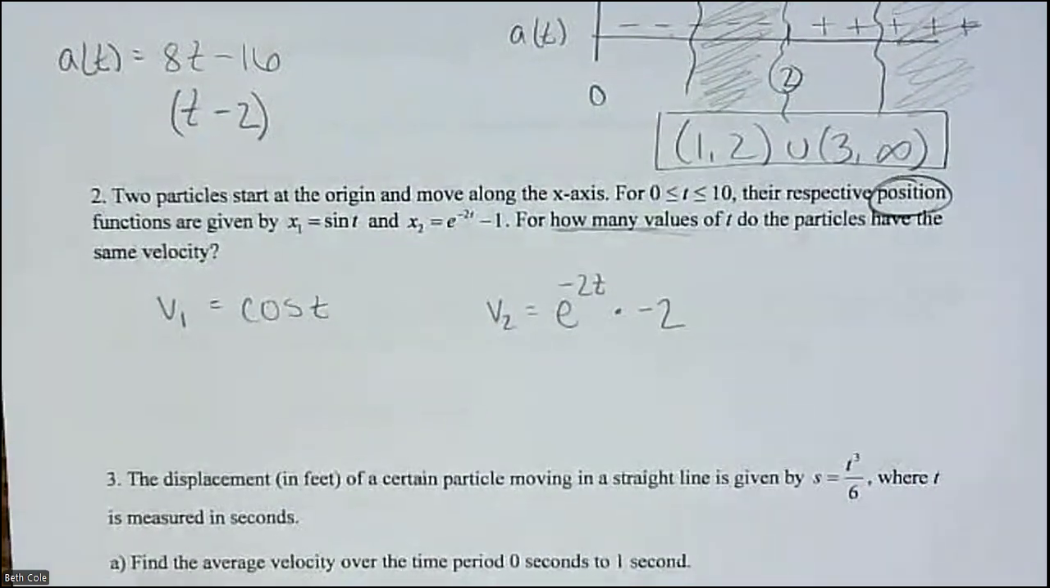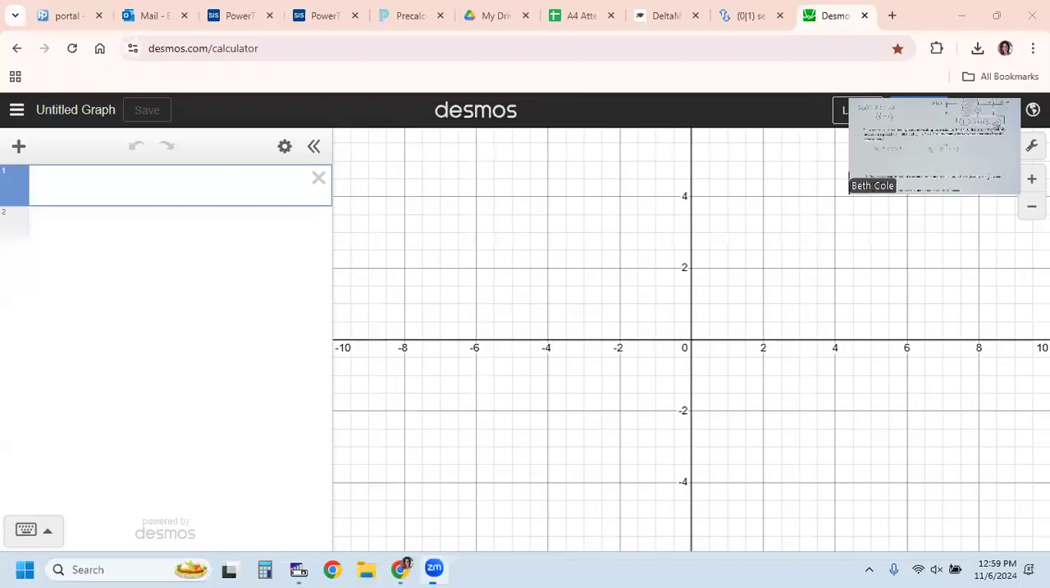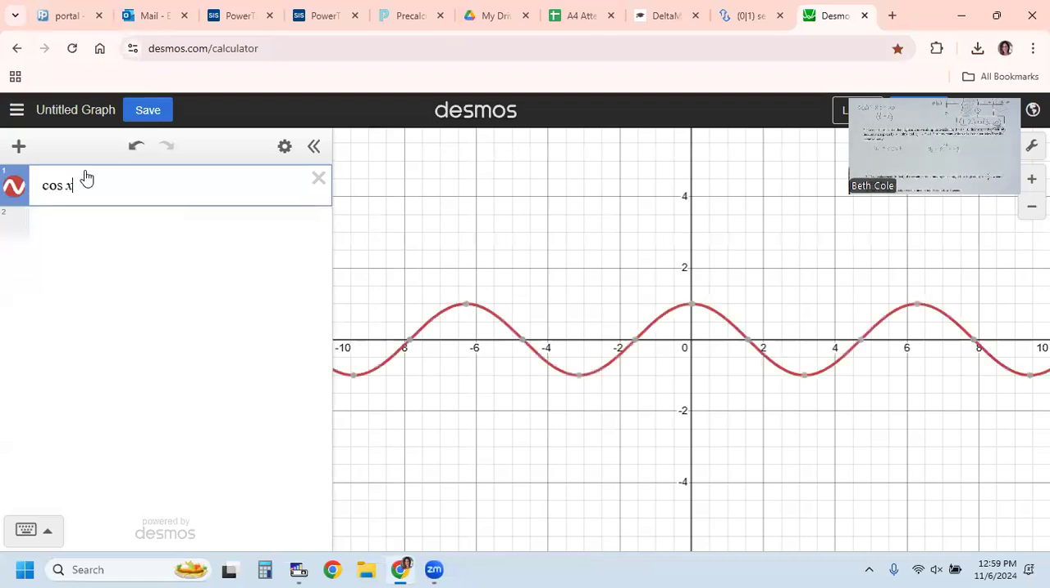That's it. Okay, so here's what I'm going to do. I'm going to share my screen. Your default setting is radians, so you don't need to change it. We're going to do cosine. Now, it will only work for x, so don't type t in here. So I type cosine of x.